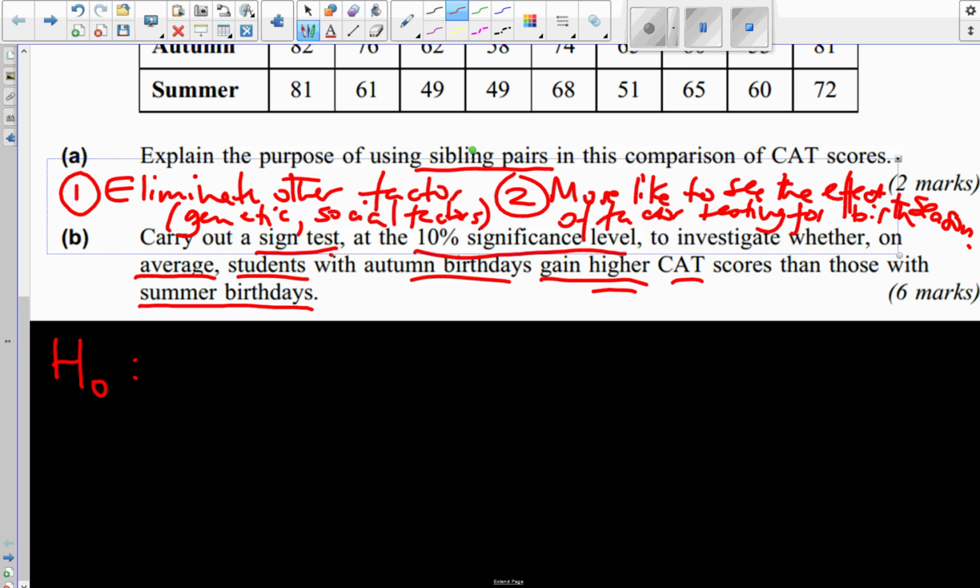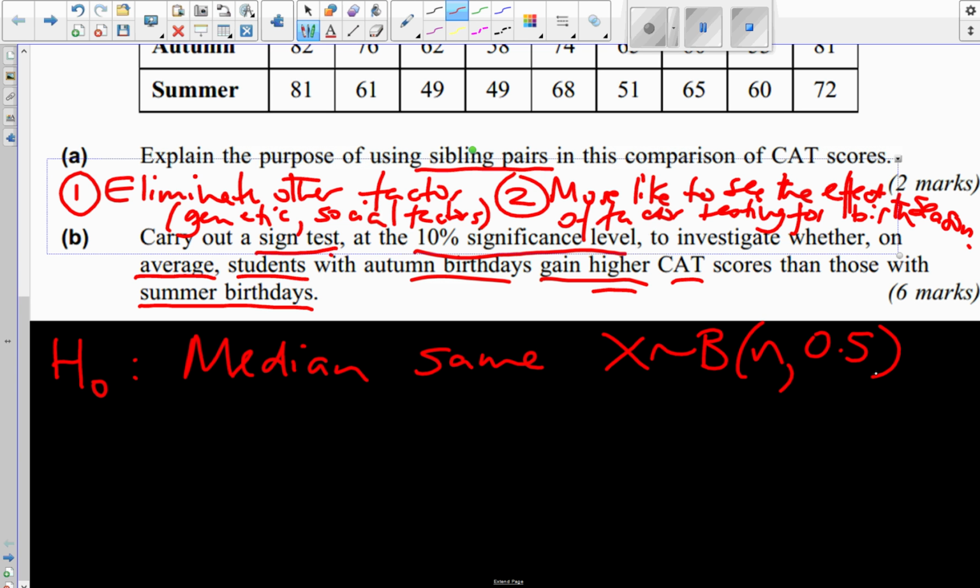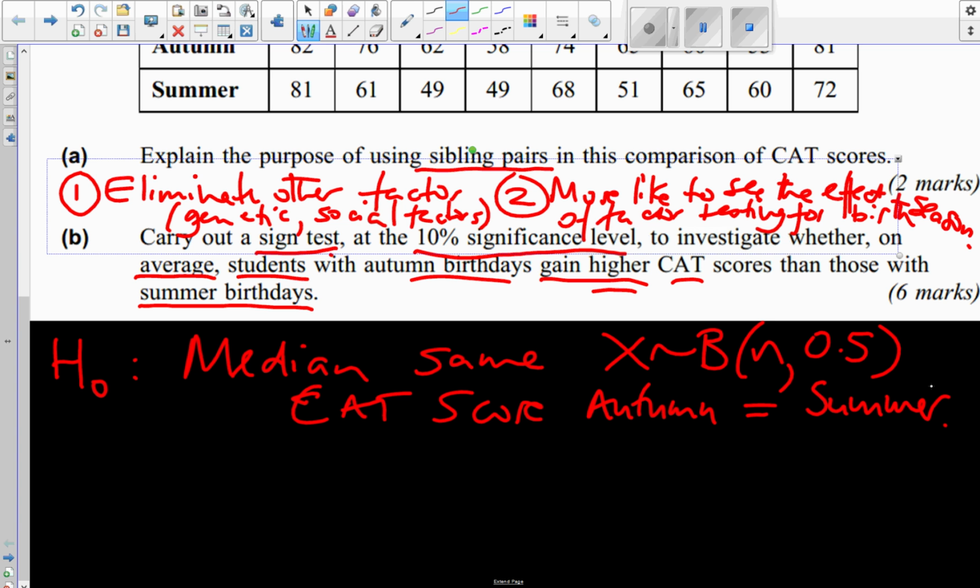Now, H0 in sign testing always relates to the medians, because we're making an assumption that the 2 distributions here, the autumn and summer, have the same medians. Yep, that allows us to use our binomial, that for whatever size of sample, there's a 50-50 chance of them being higher or lower, so we're going to put a probability of 0.5 because the median's in the middle. So in this case, we're saying that the CAT scores for the autumn equal the CAT scores for the summer.